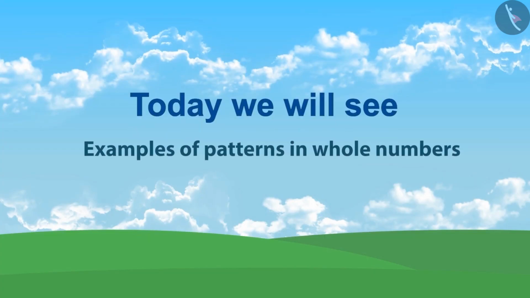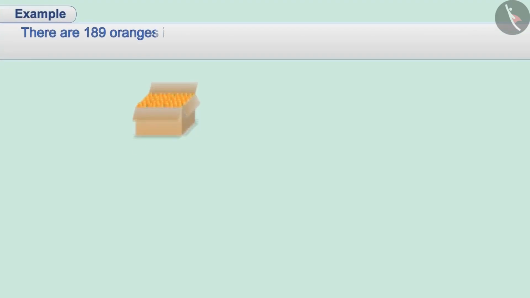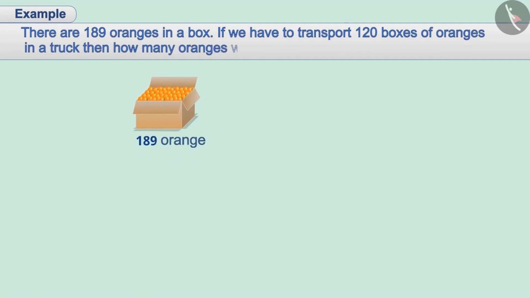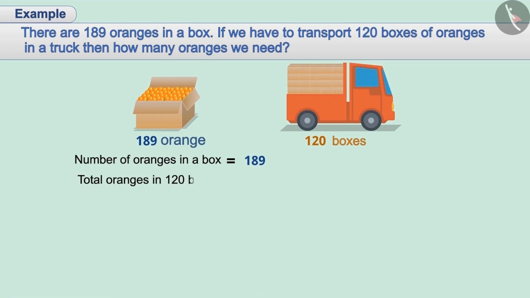Today we will see some examples of patterns in whole numbers. We can store 189 oranges in a box. If we have to transport 120 boxes of oranges in a truck, then how many oranges do we need? In the given example, there are 189 oranges in a box. Then, total oranges in 120 boxes is 120 multiplied by 189.